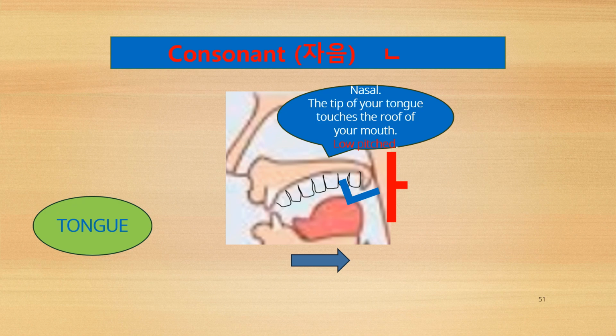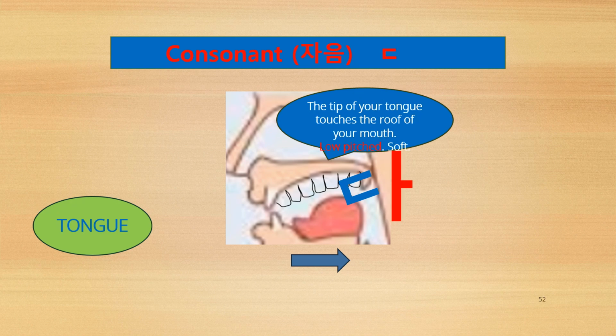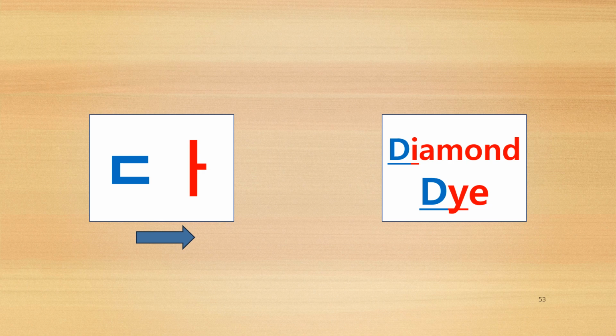And then Korean consonant, na. This is a nasal sound. The tip of your tongue touches the roof of your mouth. Would you try? Na, na, na. Low pitched. And the ta, low pitched and soft. And da in English, diamond and die.